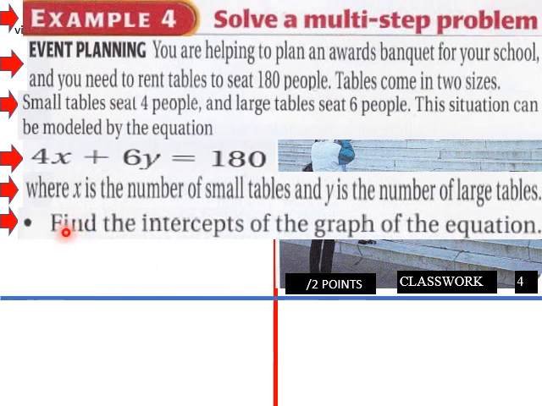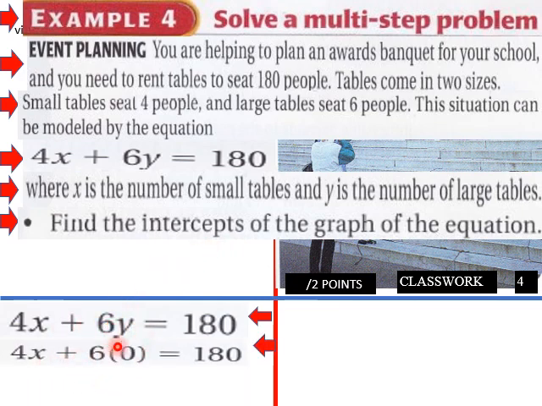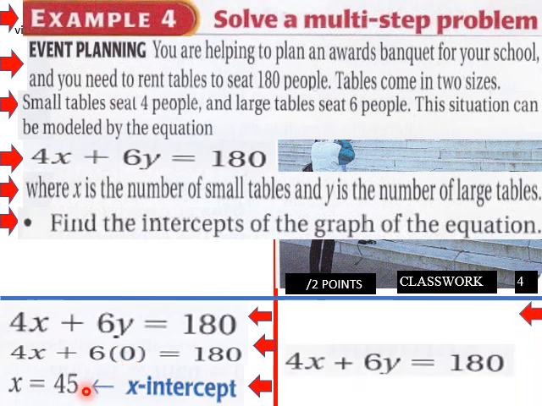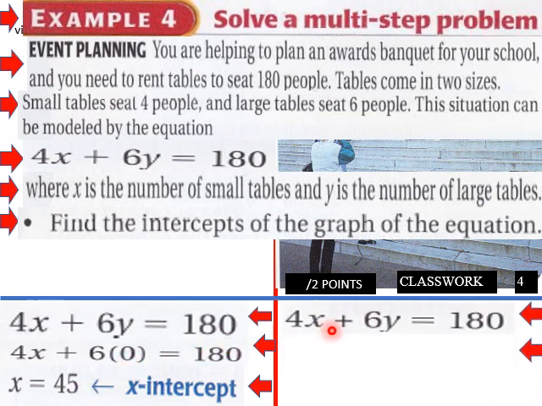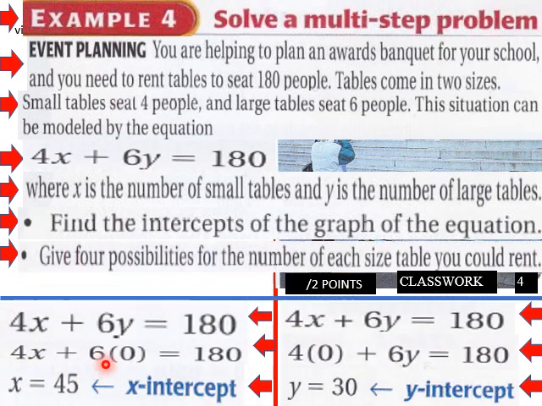Bullet point 1, find the intercepts of the graph of the equation 4x plus 6y equals 180. When y equals 0, we're going to find our x-intercept. So x will equal 45 in this situation. There's your x-intercept. And to find our y-intercept, we make x equal 0. So we have 6y equals 180, so y will equal 30. So here's our y-intercept, and here's our x-intercept.